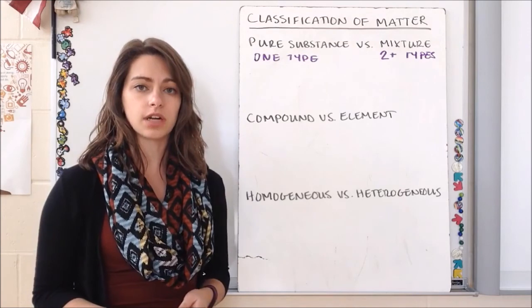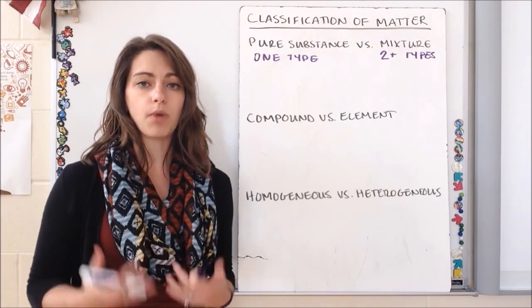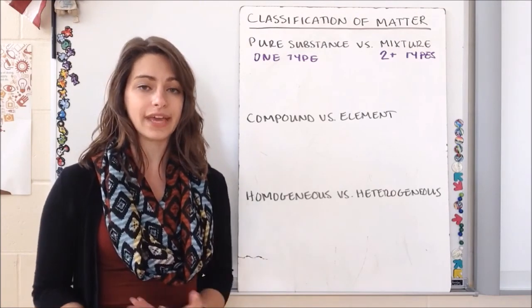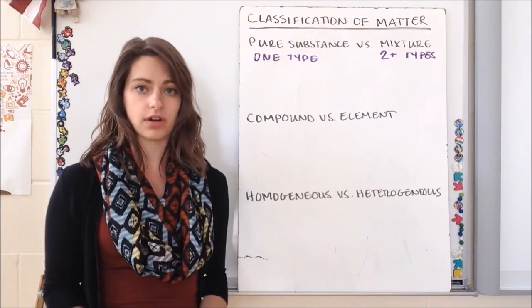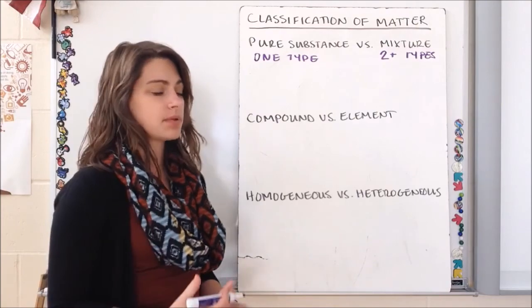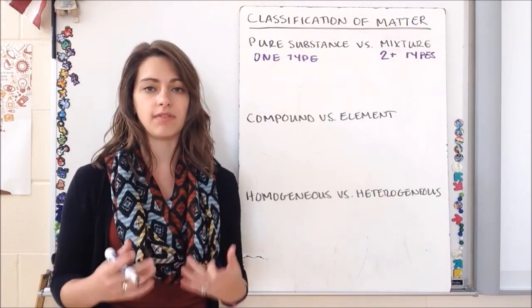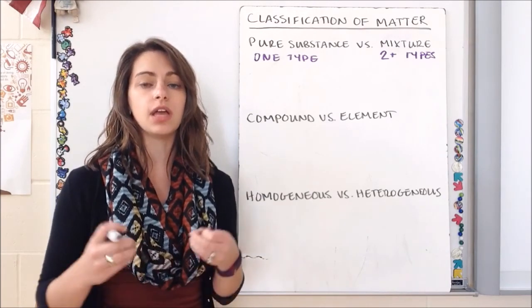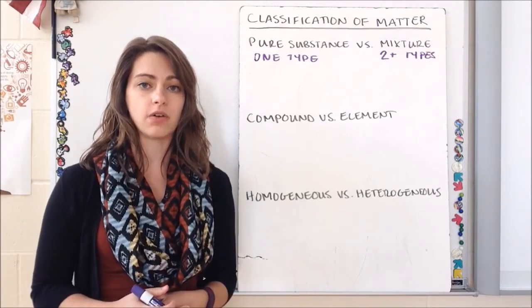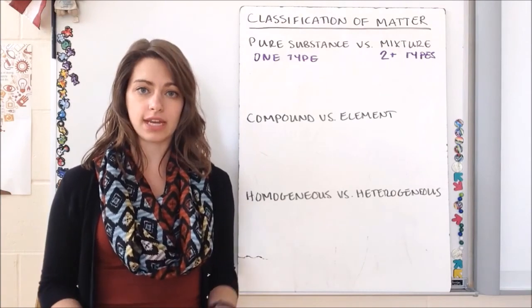The next classification we're going to look at is compound and element. Now we're focusing on the individual particles themselves. An element is a particle that cannot be broken down any farther. It's made up of only that one thing. An example of an element would be hydrogen or carbon. We have our periodic table of elements, and those are our most fundamental building blocks. Our elements can't be broken down into smaller pieces. Our compounds can be broken down into smaller pieces.